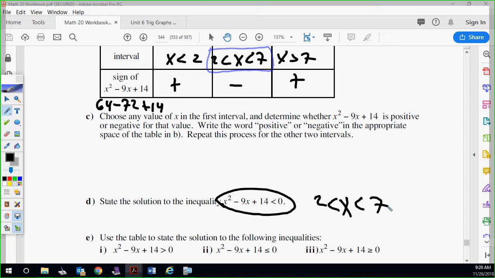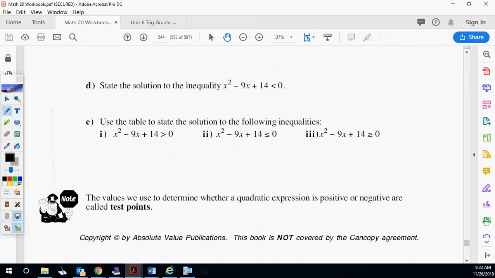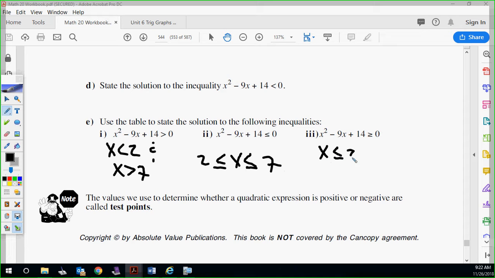Okay, and then the same one, we're just going to state these all correctly now, paying attention to the signs here. So when is it greater than 0? So it's greater than 0 for less than 2 and greater than 7. When is it less than or equal to 0? So then we write the same thing we just wrote above, but we put equal to signs. Between 2 and 7, equal to. And then the greater than or equal to 0, we do the same thing in the first part there, but we add the equal to.